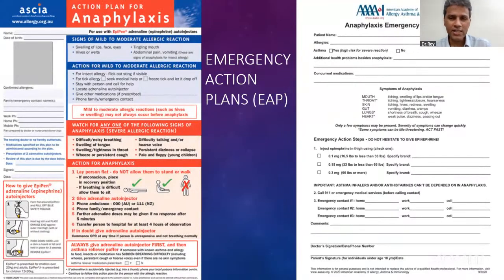You have seen these before, but there are many good emergency action plans, and every single patient with anaphylaxis should have something like this. Not everyone can understand a complex plan. So sometimes your plans have to be very simplistic, very basic. If you have these symptoms, this is what you do. If you have these symptoms, this is what you do. If you have this symptom, you take your epinephrine.